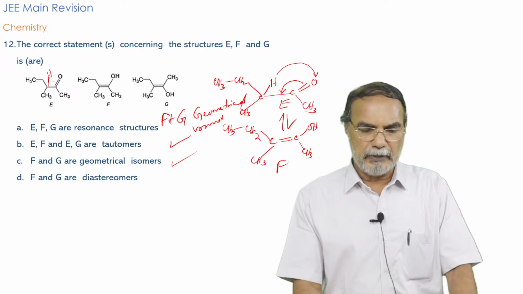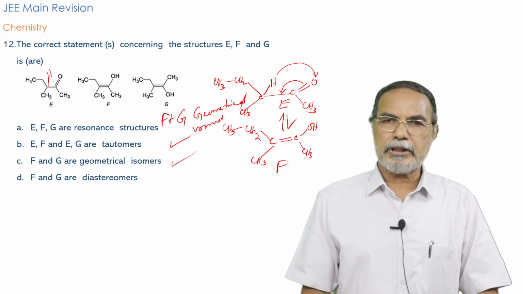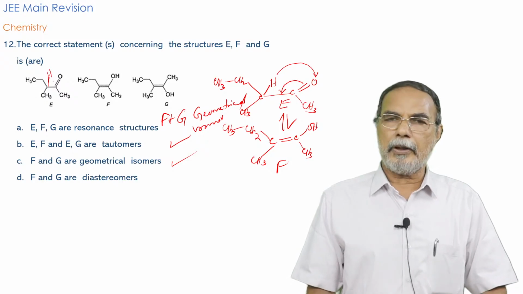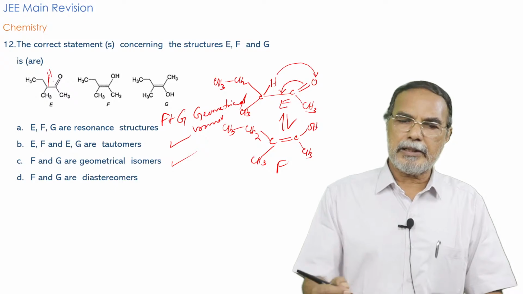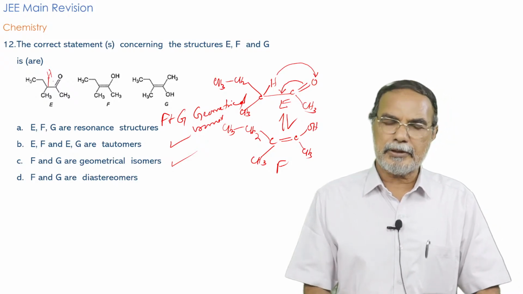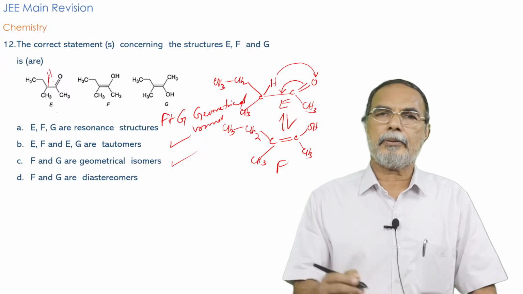But statement 1 is not correct, because it is given that E, F, G are resonance structures, which is not true. They are not resonance structures. They are tautomeric structures. F and G are geometrical isomers. E, F are tautomers. E and G are tautomers.